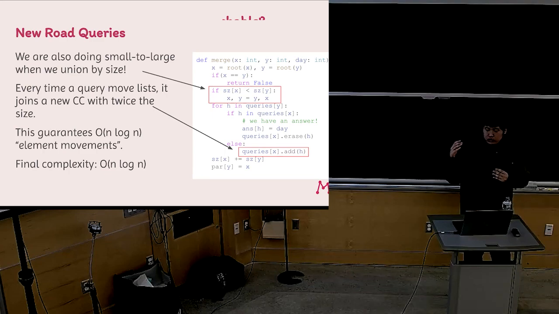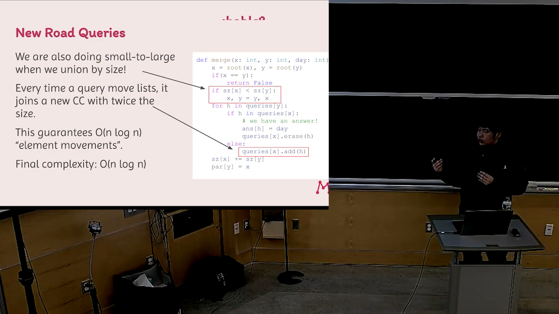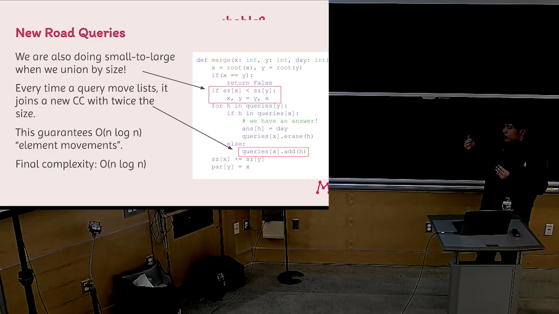Great. So here we saw another problem where we can apply the small to large technique, or just union by size, and use it to solve a problem where it may not immediately be clear that a DSU is the best way to approach it.